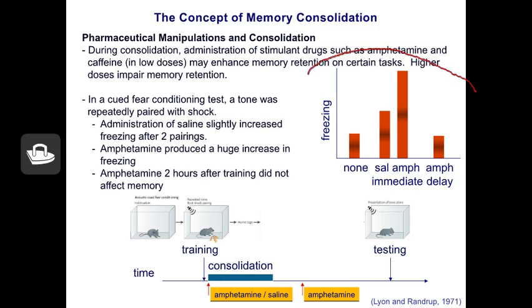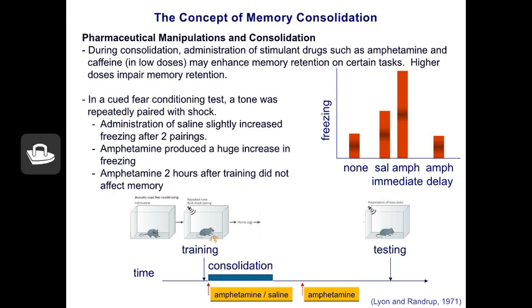I've drawn up an interpretation of the results of an experiment from back in the 1970s because the original data were reported in a series of tables, so not very amenable to presenting them here. So my graph depicts the approximate outcome of a cued fear conditioning experiment.